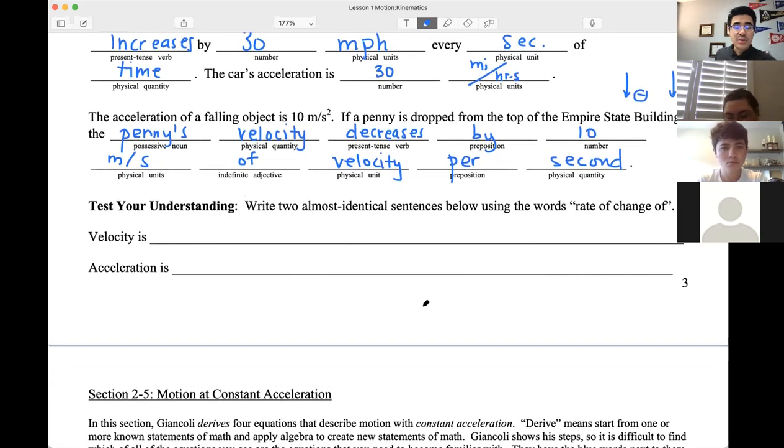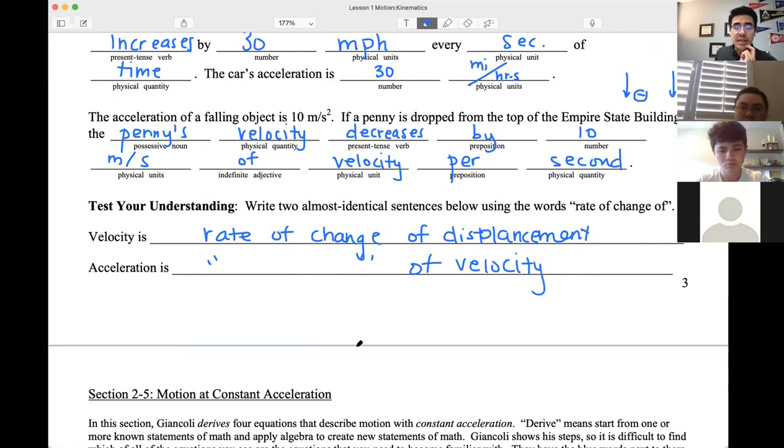Okay, and then velocity is rate of change of what? Of displacement. And then acceleration, just to reiterate, we're not going to use distance, we're going to use displacement. Acceleration is the rate of change of velocity. So please keep that in mind as you're doing your assessments.